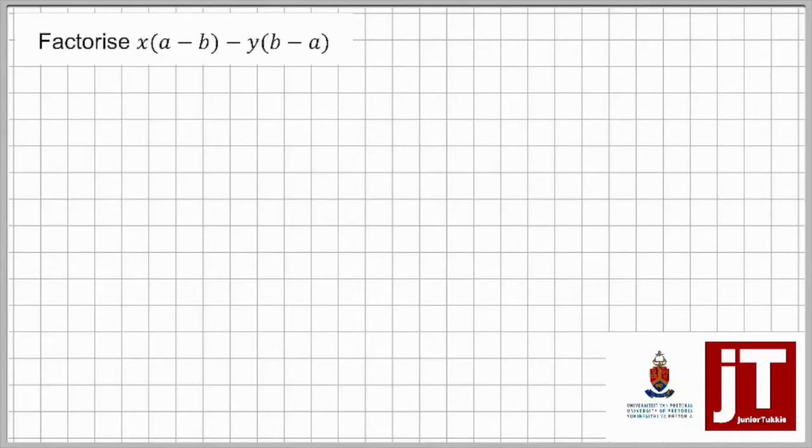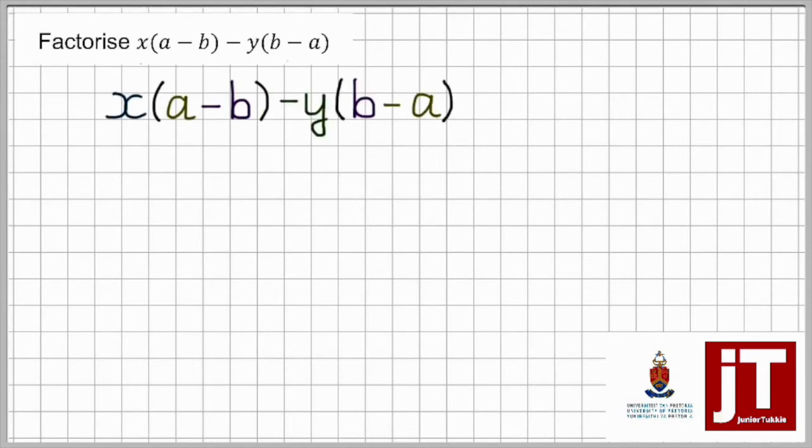The first problem says factorize x multiplied by (a minus b) minus y multiplied by (b minus a). Now you might notice that there are similarities between what's inside of the brackets. In the first bracket, we have an a, and in the second bracket, we also have an a, except that a has a negative sign. In the first bracket, we have a b, but that b is a negative b, while in the second bracket, we have a positive b. So we do have something similar, but not exactly the same.